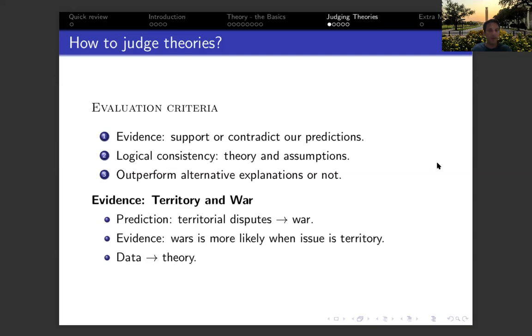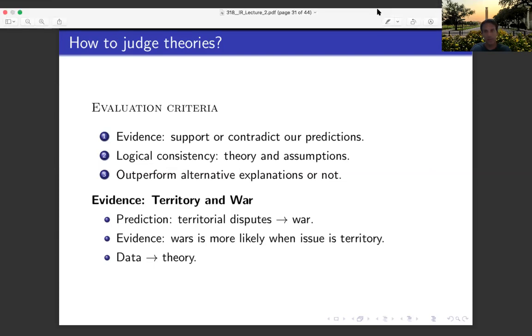The evidence in this case shows that the vast majority of the time, whenever the dispute between two actors or more revolves around the territory, the likelihood of war is much higher. And the evidence supports that. So in this case, we are actually answering the first criterion. We have data, we have evidence that supports our prediction, supports our theory. So that's already good for the way that we judge our theory.